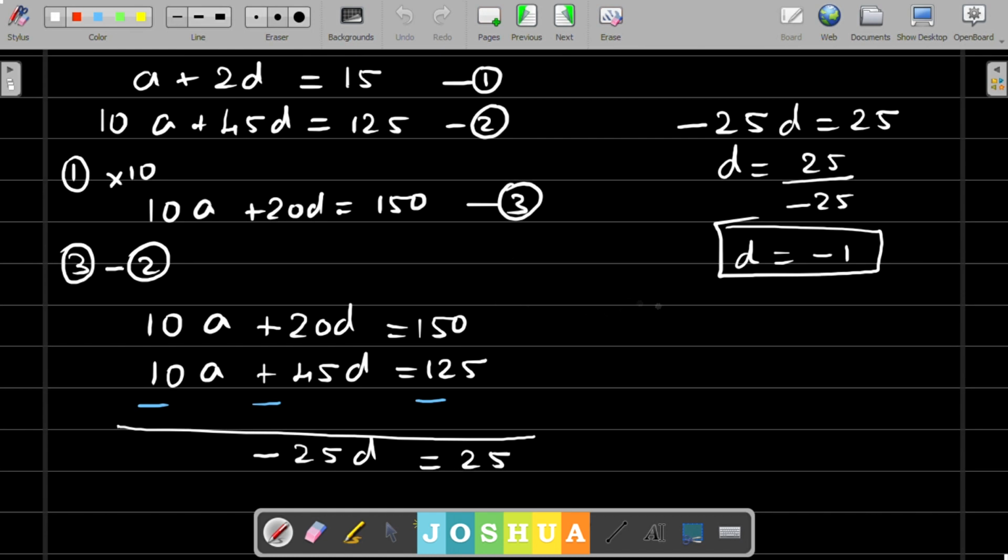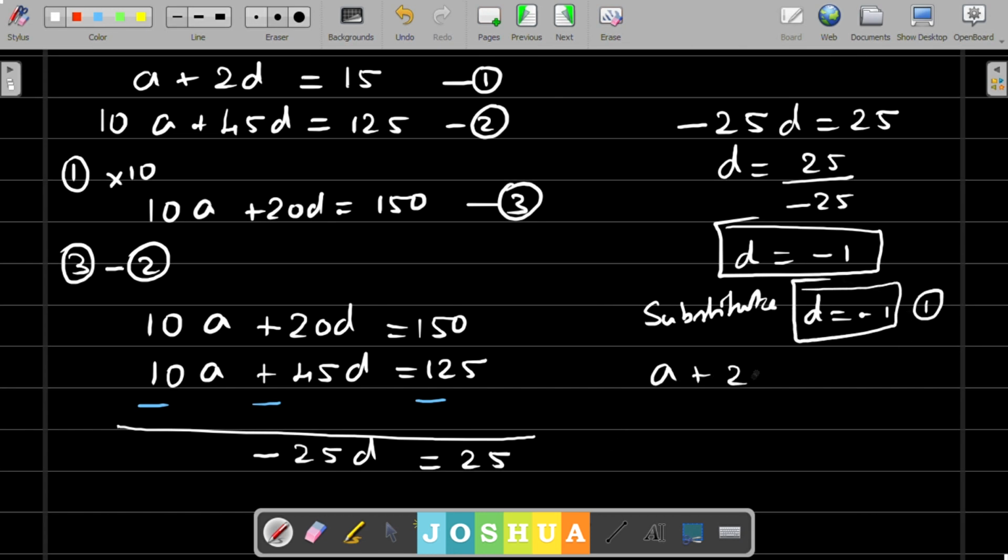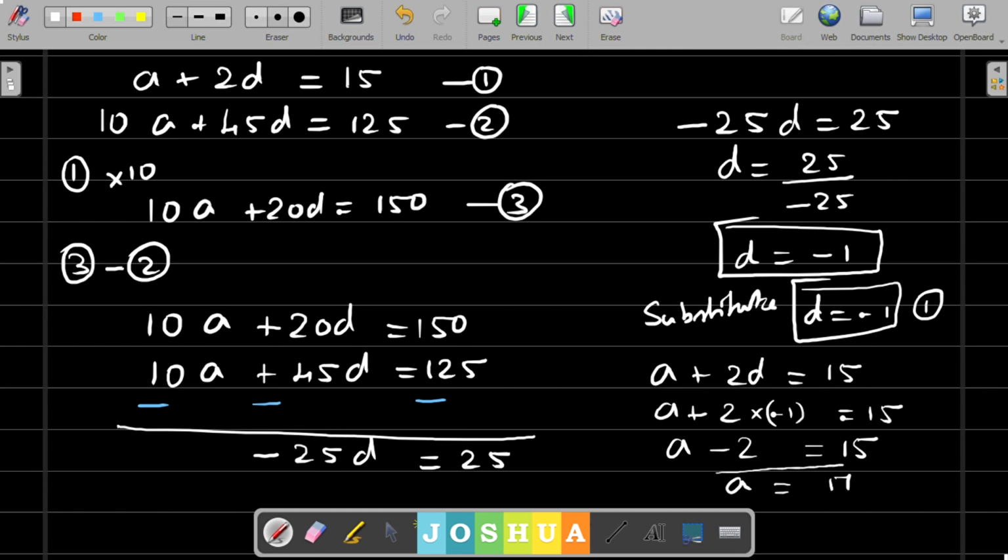So I am going to substitute the value of d in equation 1. Substitute d is equal to minus 1 in equation 1. So in this case, what is equation 1? a plus 2d is equal to 15, or a plus 2 into minus 1 is equal to 15, or a minus 2 is equal to 15, or a is equal to 17. Now I know how the 17 comes: 15 minus 2, when it goes to the other side, gives plus 2. Therefore a is equal to 17.